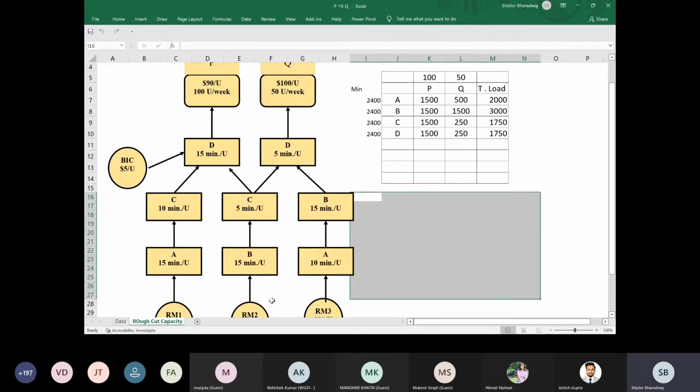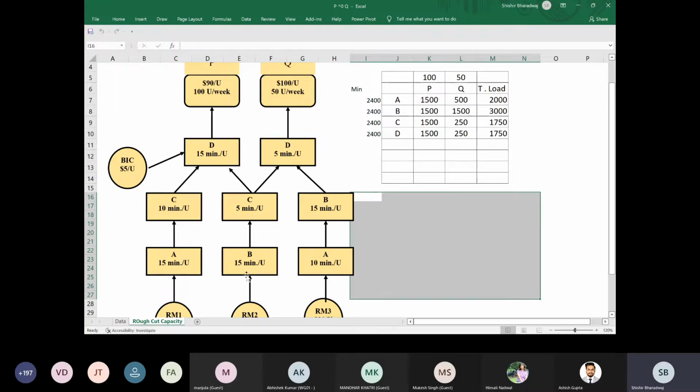What we see here in squares is nothing but utilization of my resources. If I have to make raw material 2, it will be processed for 15 minutes on B, then it will go to C. At D, it gets assembled with raw material 3. Raw material 3 gets processed through machine A, which takes 10 minutes, then through B, which takes 15 minutes, and then comes to D. So in product Q, two raw materials use resources A, B, C, and D. RM2 and RM3 both require B for 15 minutes each.